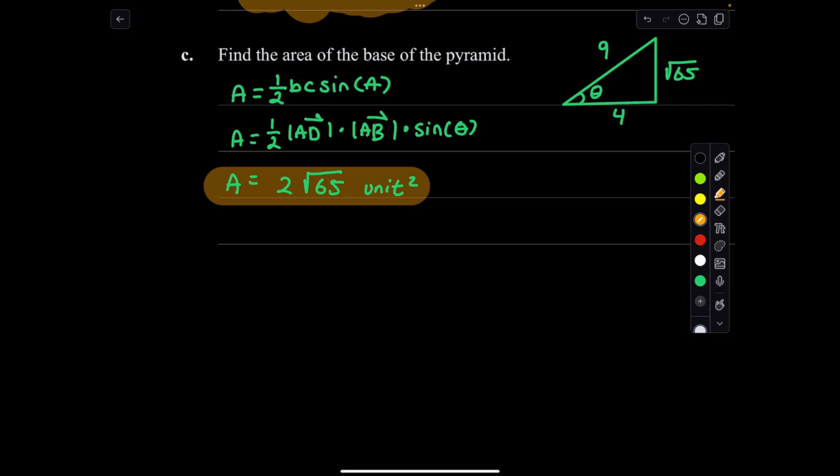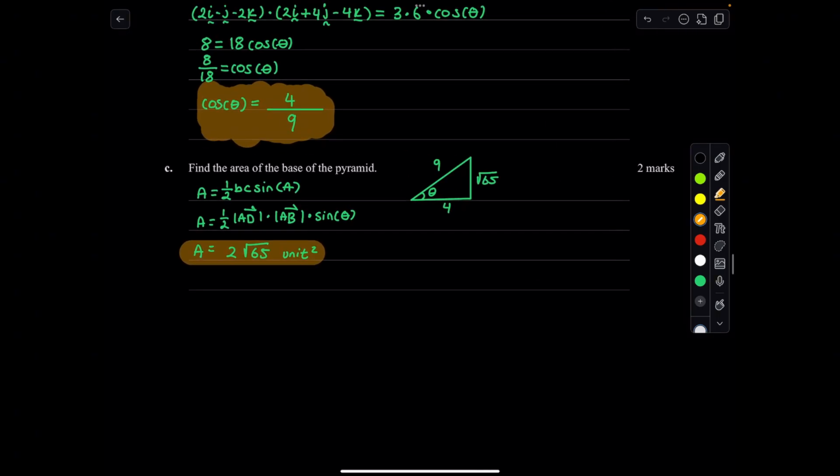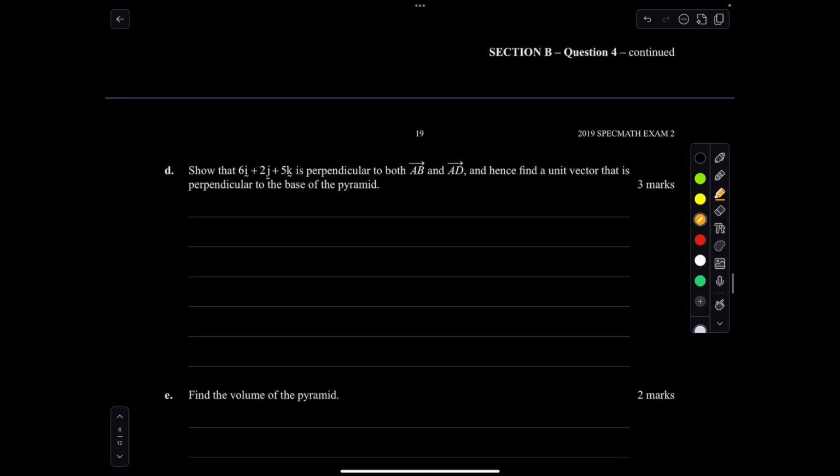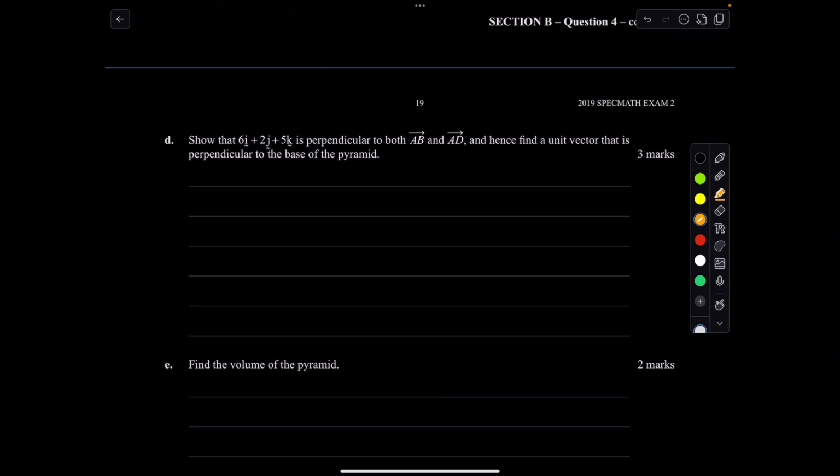Okay, done. Have I made any mistake? Looks good. Next question: show that this vector is perpendicular to both AB and AD, and hence find a unit vector that's perpendicular to the base of the pyramid.